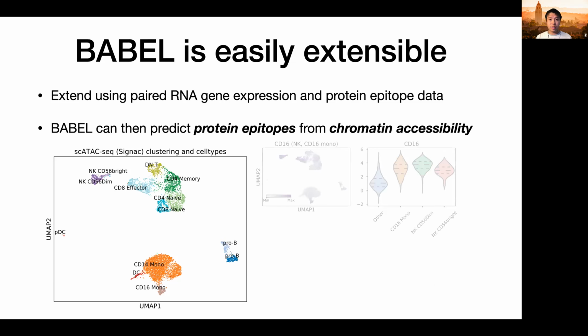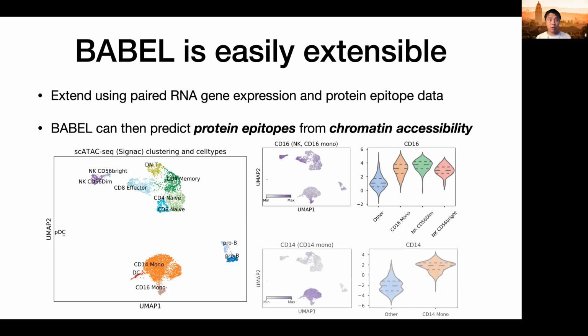Looking at BABEL's predicted CD16 protein abundance, we see that it correctly captures expected enrichment in CD16 monocytes and in natural killer cells. For the CD14 protein, we also see that BABEL correctly recapitulates overexpression in CD14 monocytes. As BABEL was actually never given such accessibility to protein examples, this really demonstrates BABEL's flexibility in linking across multiple different layers of molecular information.